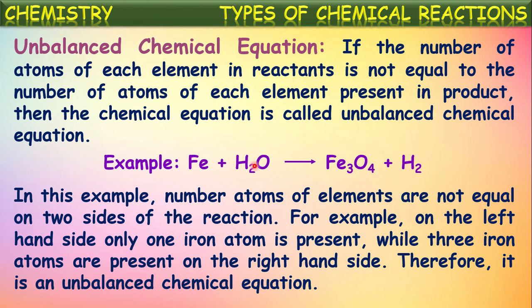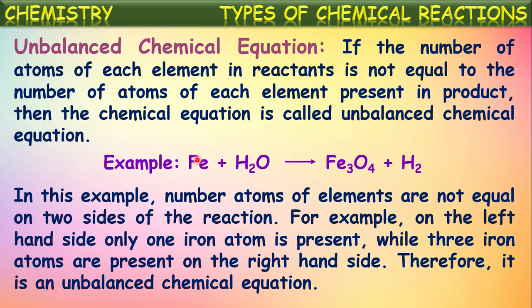If we observe oxygen atoms also, there is only one oxygen atom on the left hand side, isn't it? But if we see on the right hand side, there are four oxygen atoms. So oxygen atoms are also not equal on both the sides of the equation. So even if atoms of one element are not equal on both the sides, then the entire equation is said to be unbalanced chemical equation or skeleton equation.